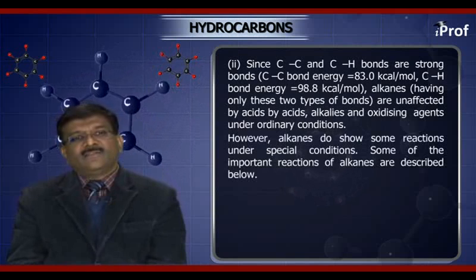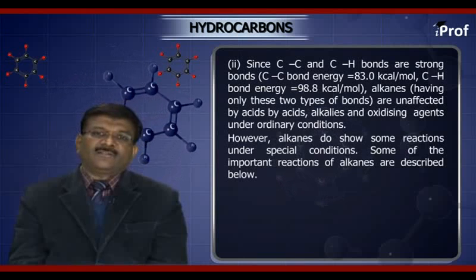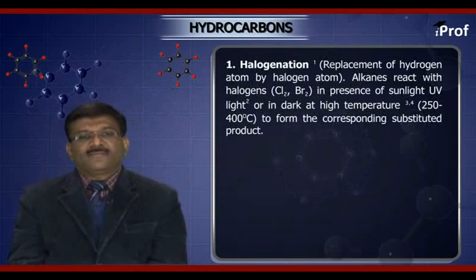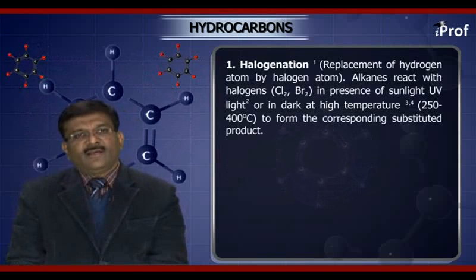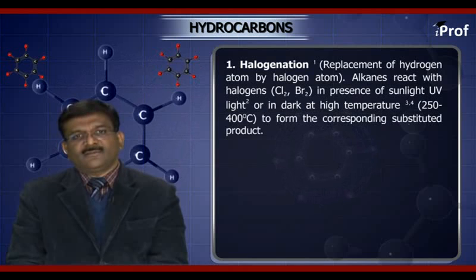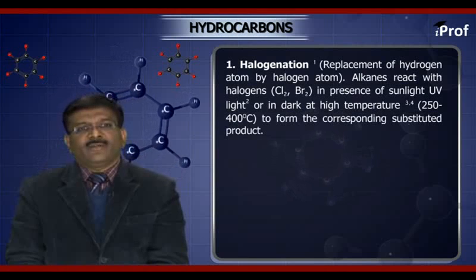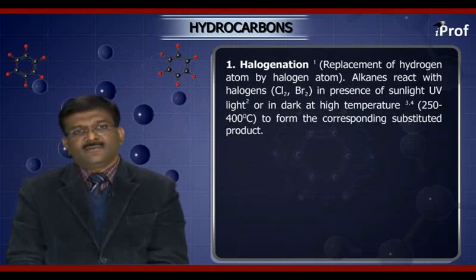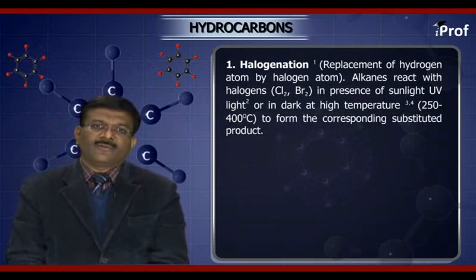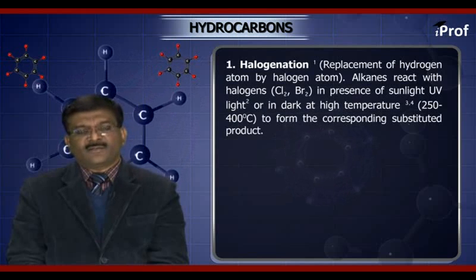However, alkanes do show some reactions under special conditions, and some of the important reactions of alkanes are as follows. The first reaction, the halogenation, that is replacement of hydrogen atom by halogen atom. Alkanes react with halogens, that is chlorine, bromine, in presence of sunlight, ultraviolet light, or in dark at high temperature of around 250 to 400 degrees centigrade to form the corresponding substituted product.